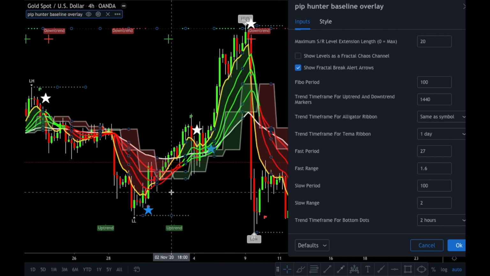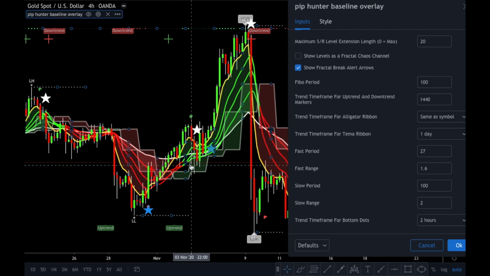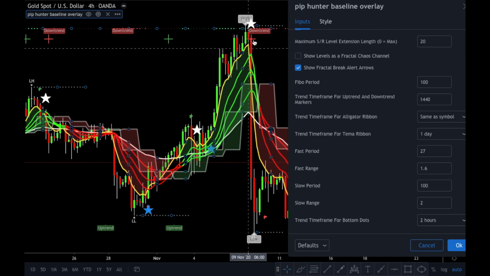So then I'd be able to see that, okay, the daily trend has kicked in, right here. And I can see that now the 4-hour trend is also bullish as well. So now I could be looking for buys coming up here. I even had a Pip Hunter buy star here. So I could have got in here and bought this all the way up on gold.